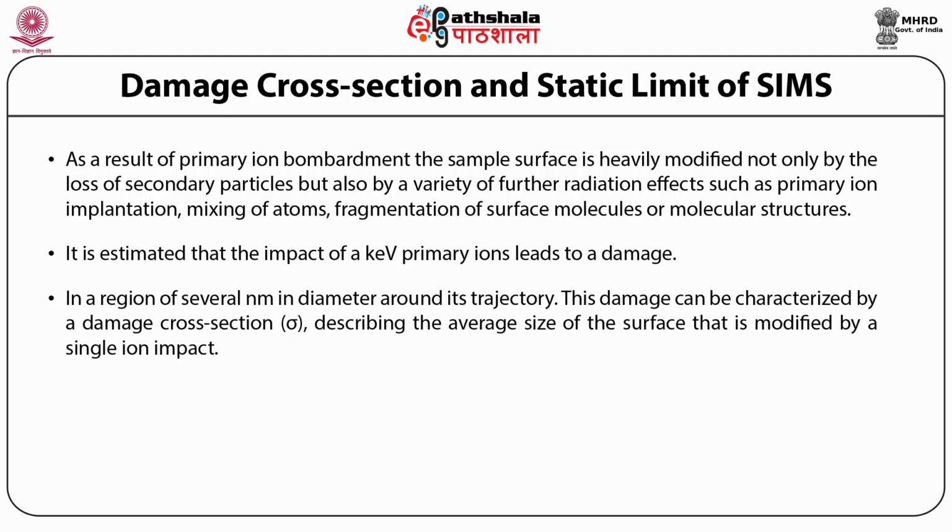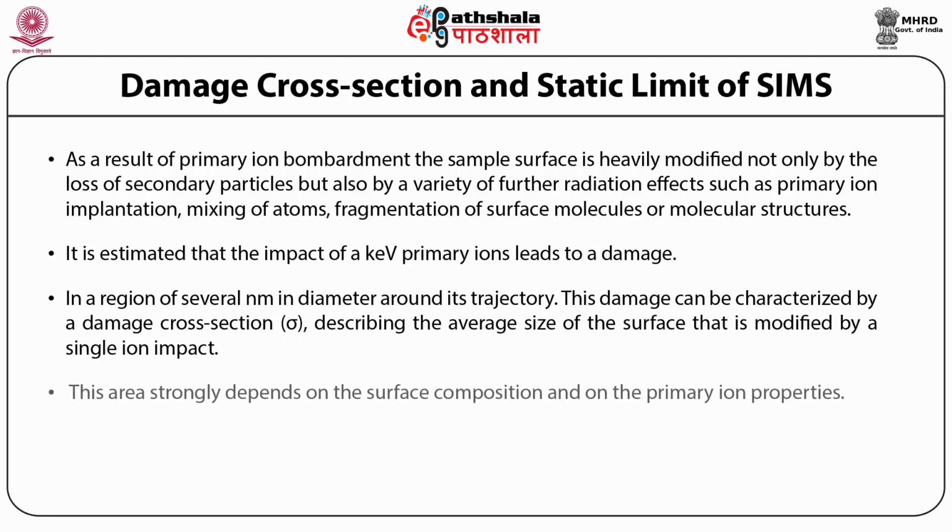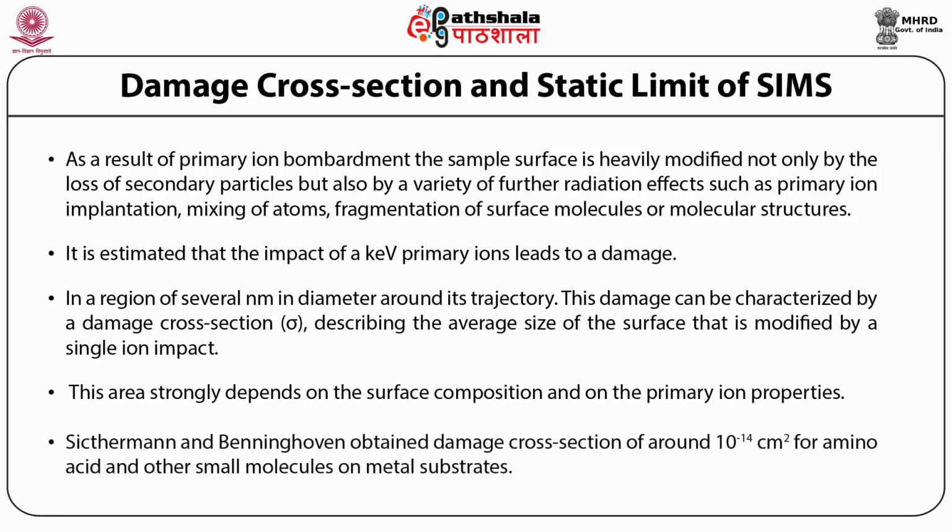This damage can be characterized by a damage cross-section sigma, describing the average size of the surface that is modified by a single ion impact. This area strongly depends on the surface composition and on the primary ion properties. Surman and Benninghoven obtained a damage cross-section of around 10 to the power minus 14 centimeter square for amino acids and other small molecules on metal substrates.